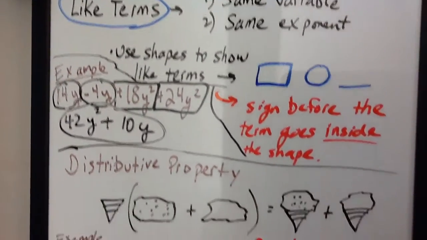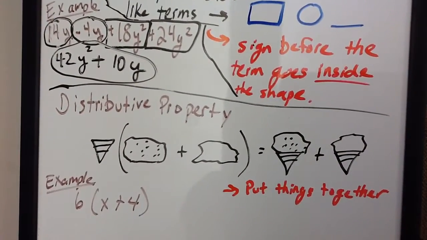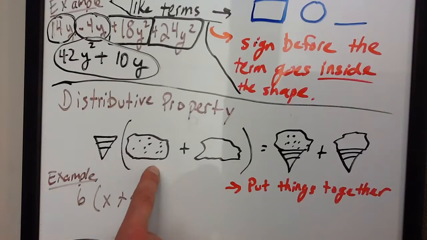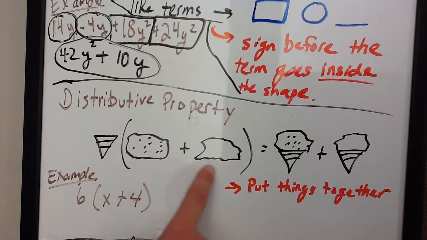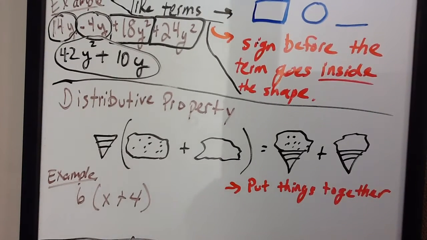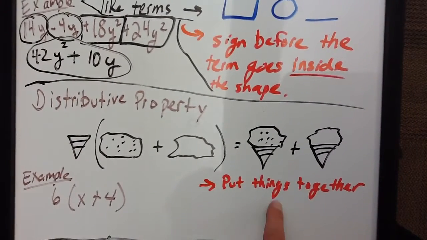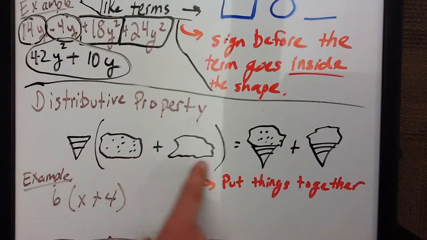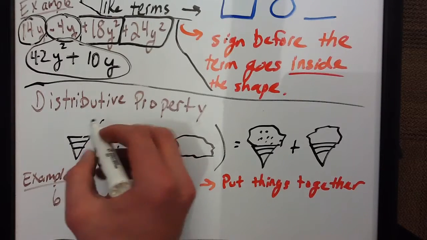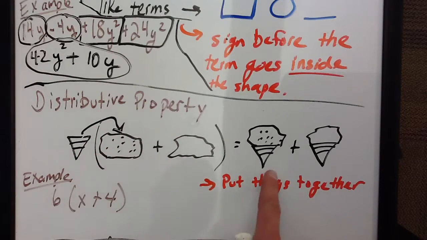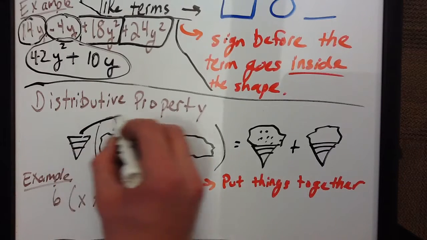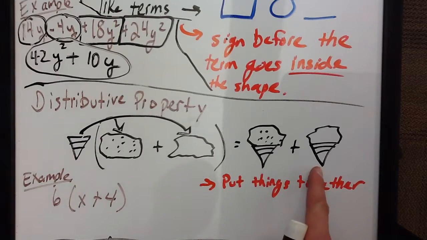Next, we'll talk about the distributive property. The distributive property looks like this. So let's say, for example, I had an ice cream cone, and I'm going to multiply that by cookie dough ice cream plus vanilla ice cream. When I distribute, I am basically putting things together. So if I multiply this times this and this times this, the ice cream cone times the cookie dough, I get a cookie dough ice cream cone. If I multiply the cone times the vanilla ice cream, I get a vanilla ice cream cone.